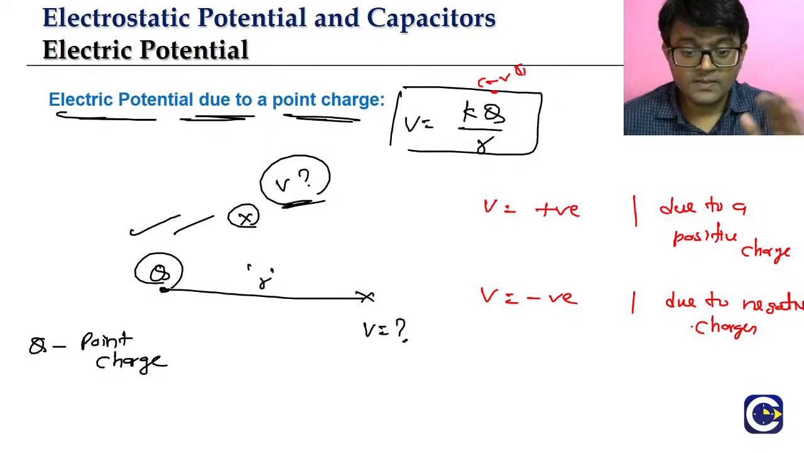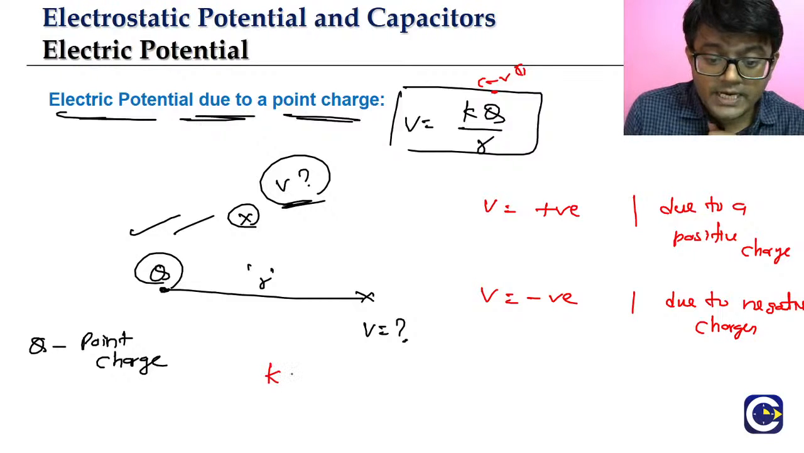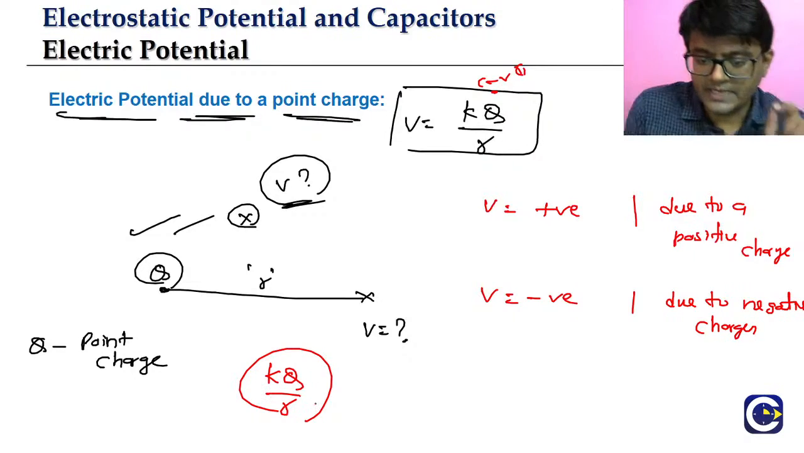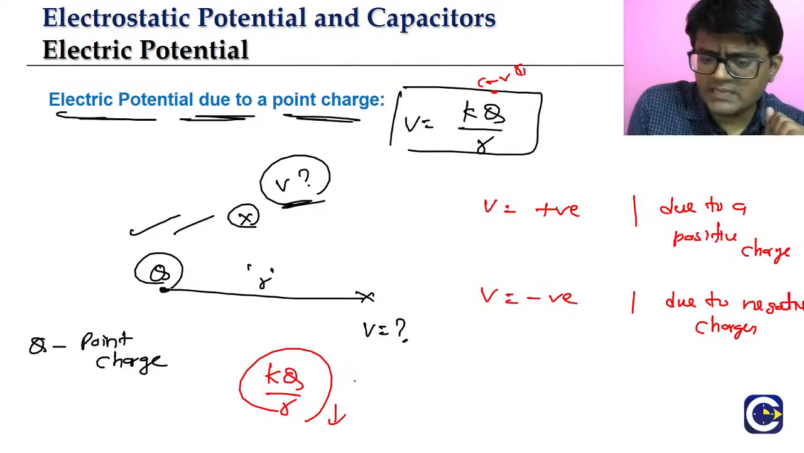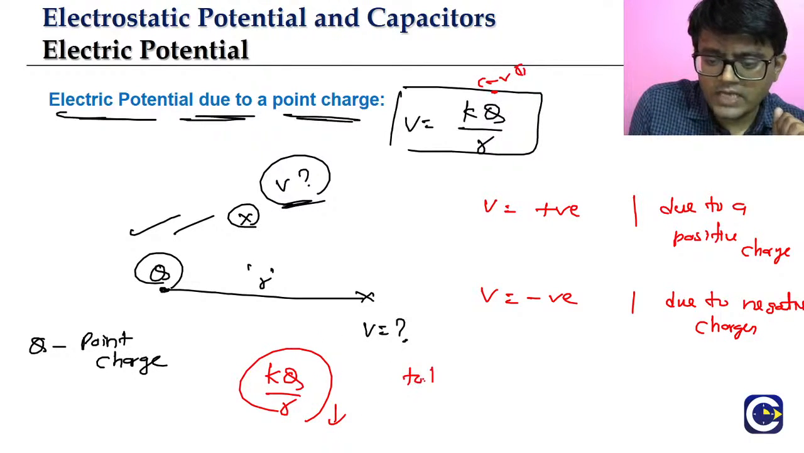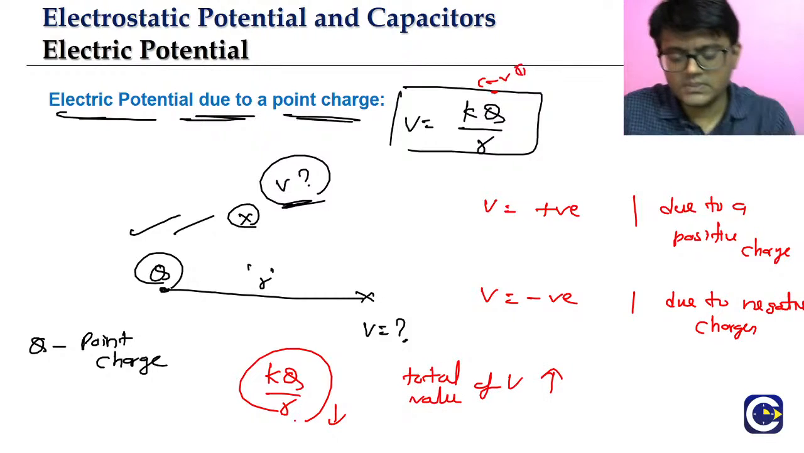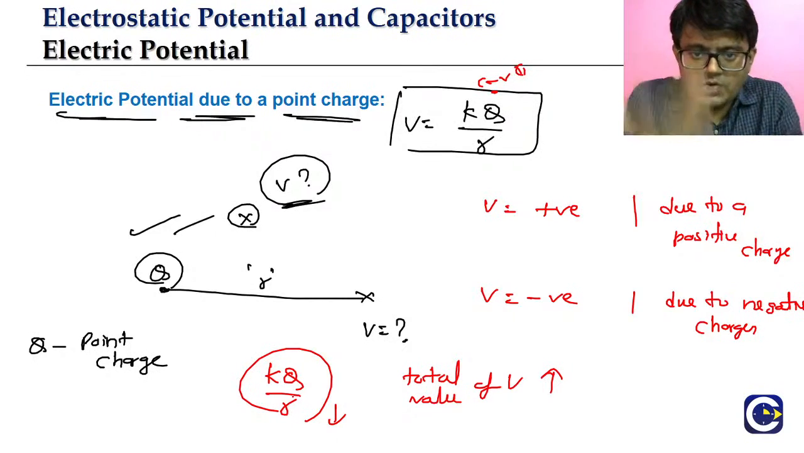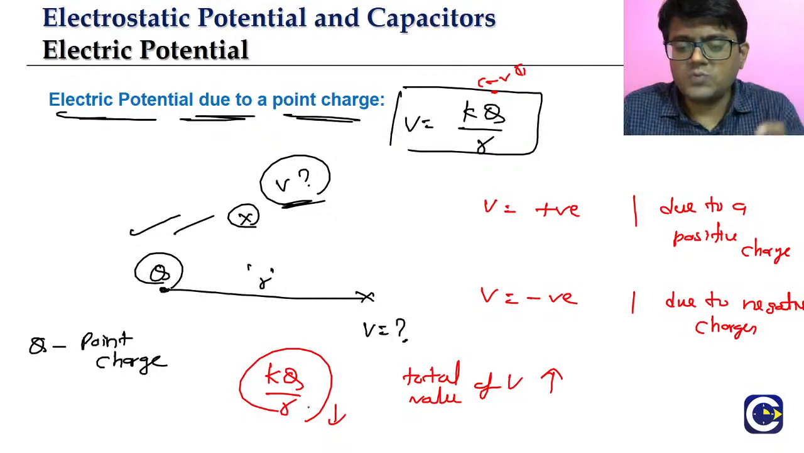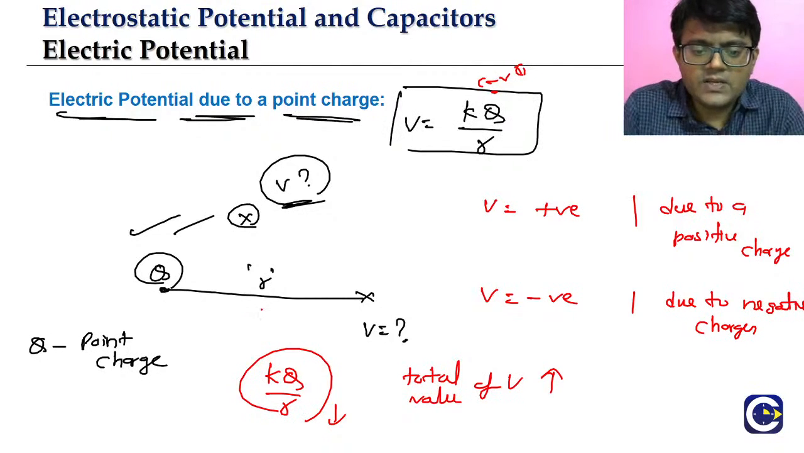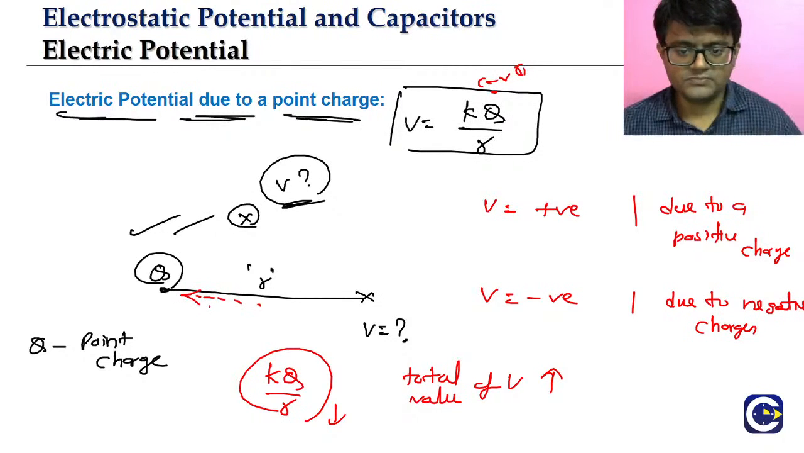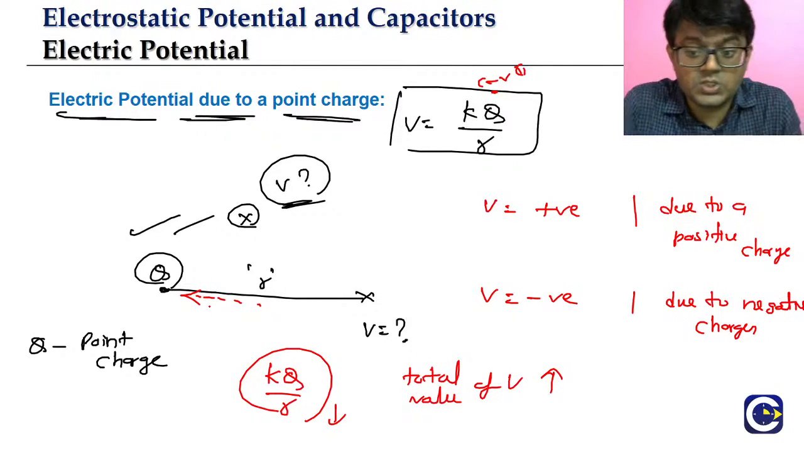Now look, if you look at the relation in terms of r, if r is decreasing, what will happen to the total value? The total value of V will be increasing, because r is in the denominator, right? If we decrease the denominator, the expression's total value will be increasing. Okay. Decreasing r means we go closer and closer to the charge. So if we decrease r, we are going closer to the charge.